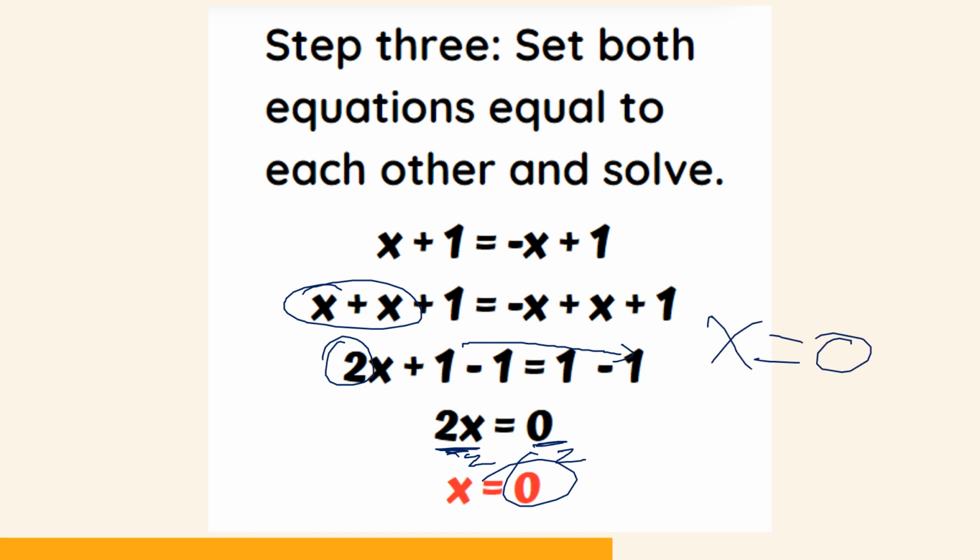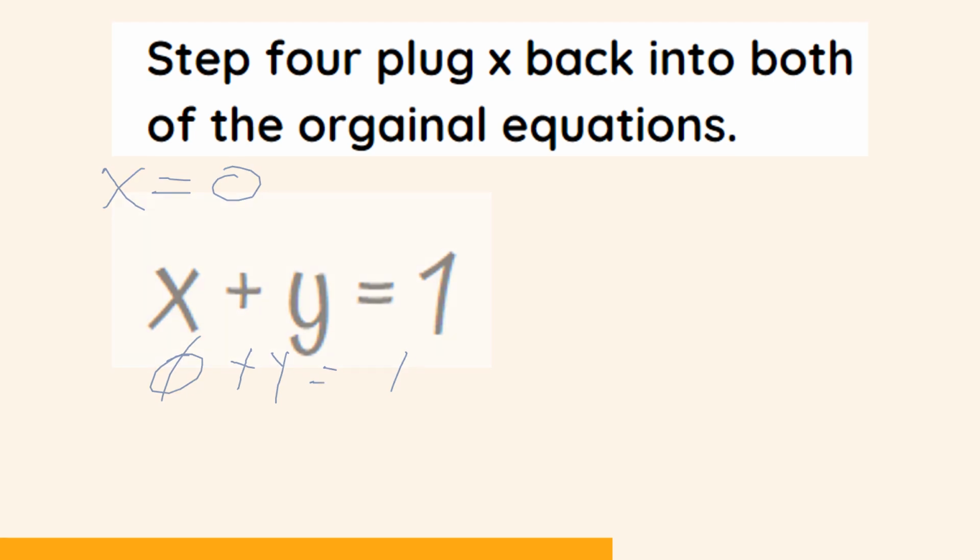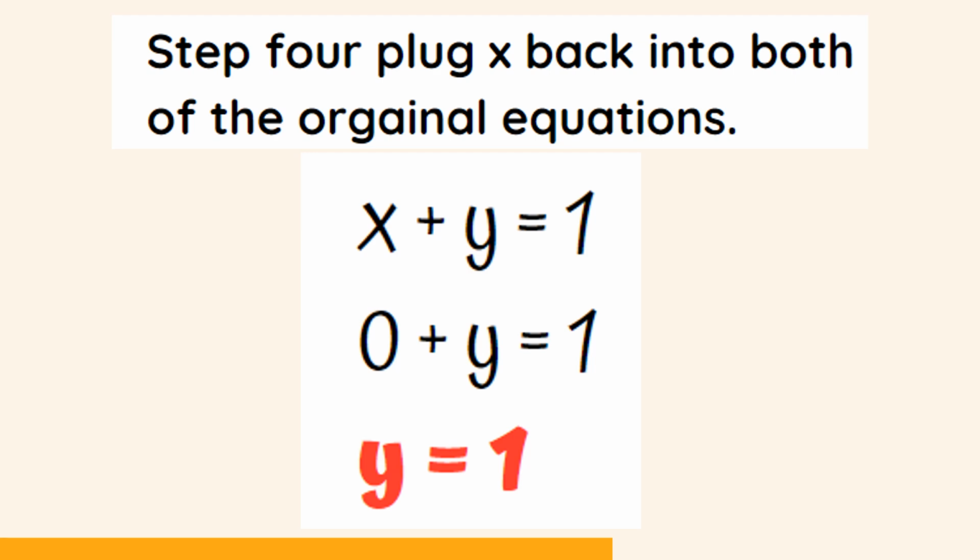So moving on to step 4, we're going to plug this back into one of our original equations. And what we're plugging back, in case you forgot, is x is equal to 0. So instead of x, what am I going to write? I'm going to write 0 plus y is equal to 1. Then we're going to solve for y. Well, 0 plus anything is just anything, right? So 0 plus y is just y. And then we're left with y is equal to 1.